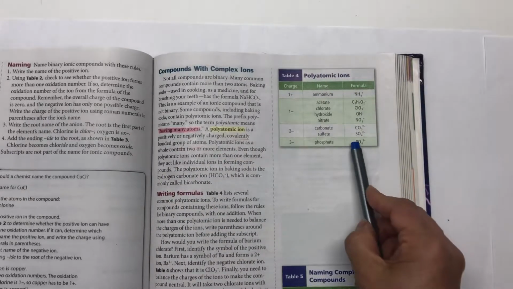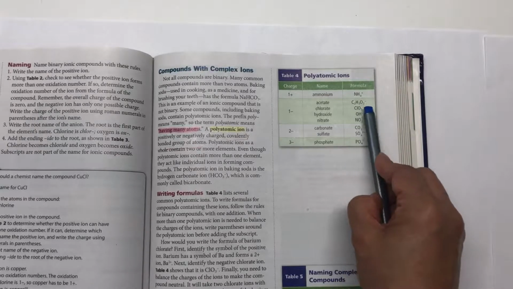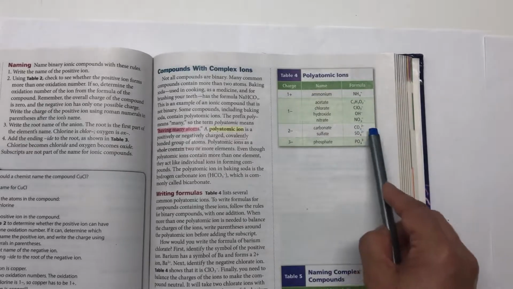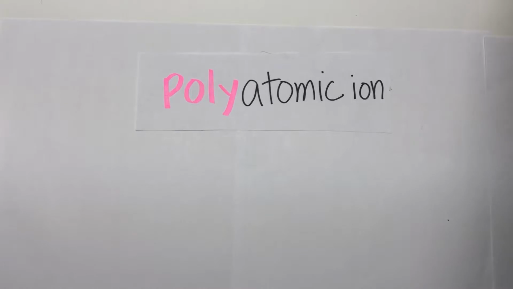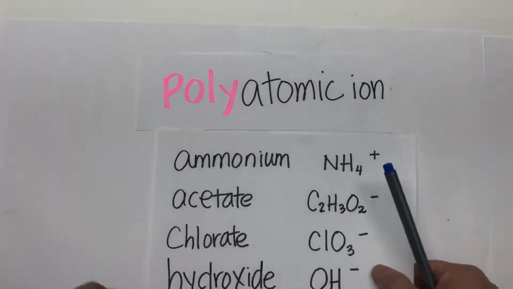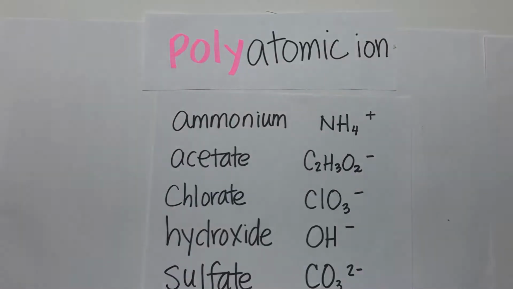So although each one of them is made up of two or more elements, they function as one, like one person. Let's think about that. I know this could be kind of hard. What I just showed you, I made it big here. These are polyatomic ions. So let's look at this.